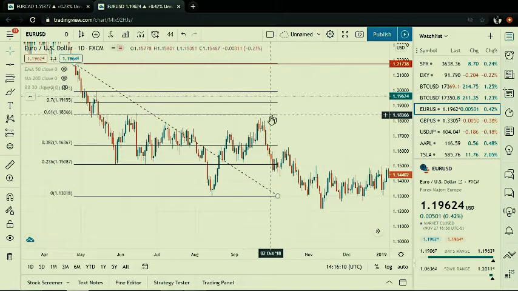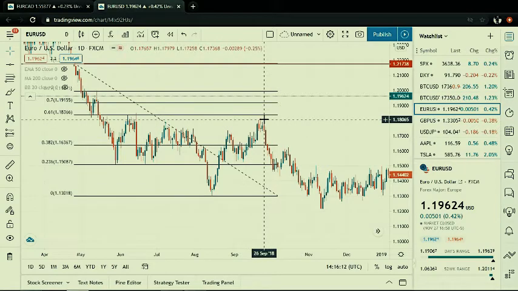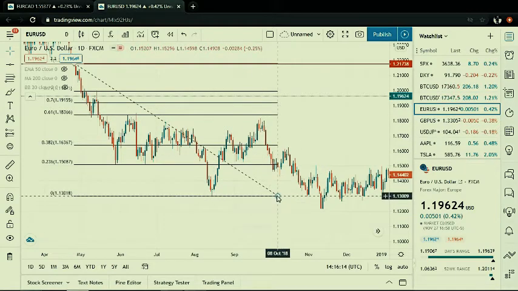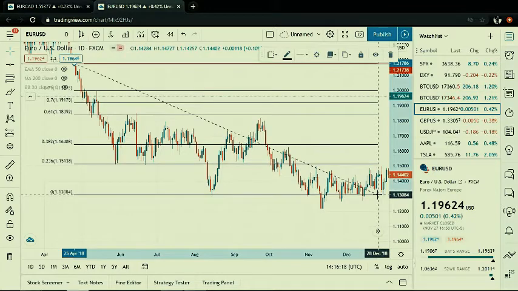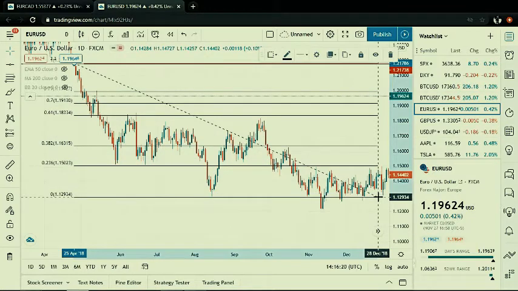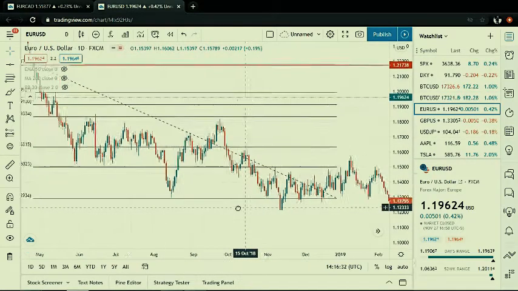Okay, price hit my 61 point at this place. So this was a perfect place to enter the market. Now, if I had entered the market at this point, I would enter here, take my first profit, take my second profit, take my third profit if I wanted to.